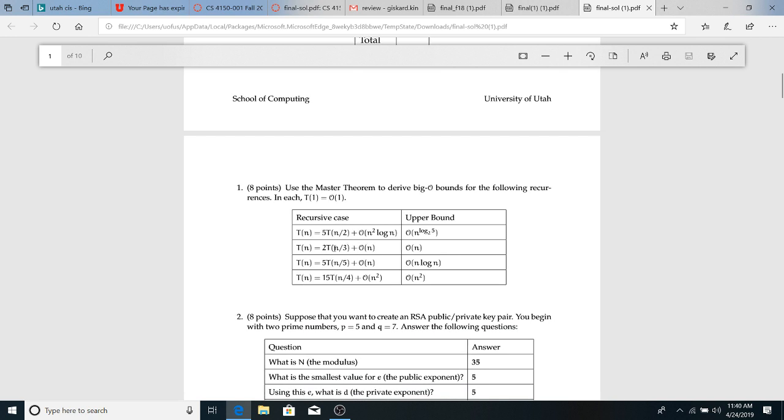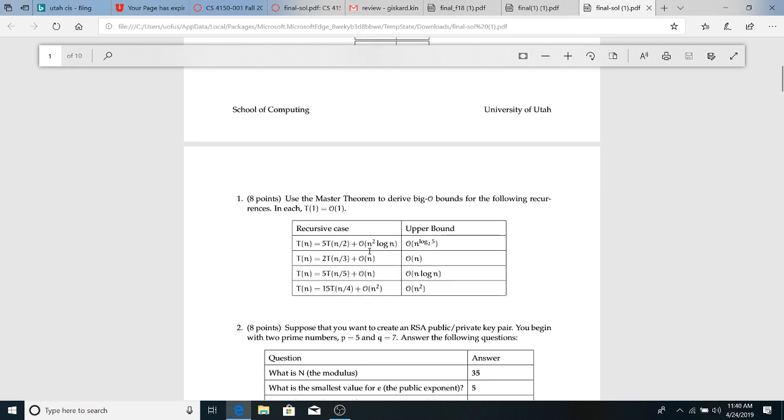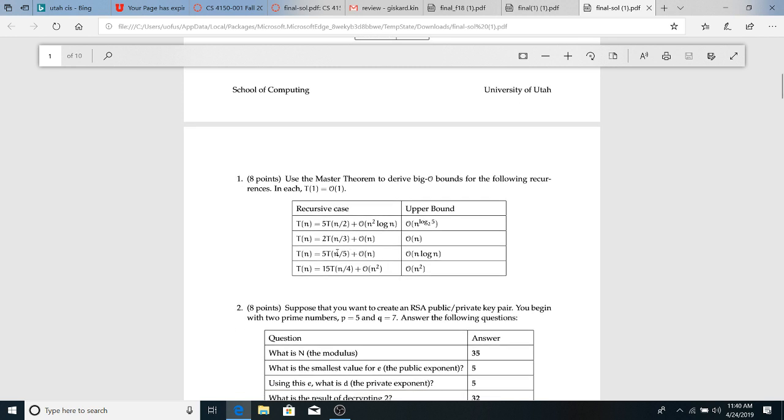So this one, log base b of a is smaller than 1, right? So the complexity will be O of n. This one's n log n, because they're both the same. And then this value is slightly less than 2, right? Log base 4 of 15, that's slightly less than 2. And so the complexity is O of n squared.